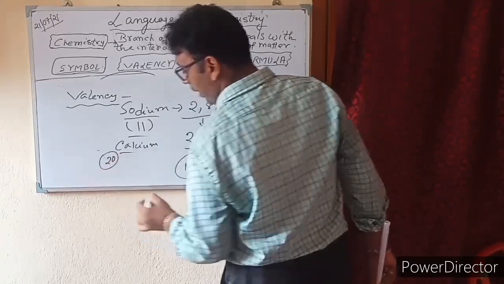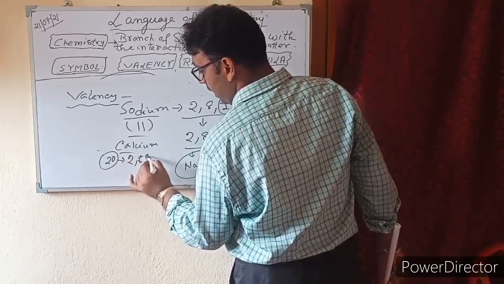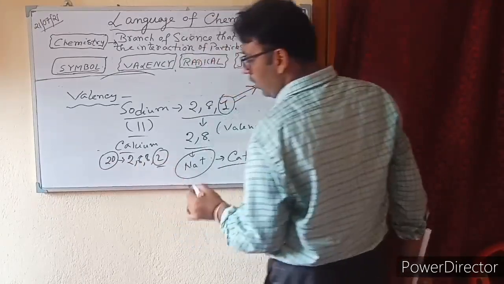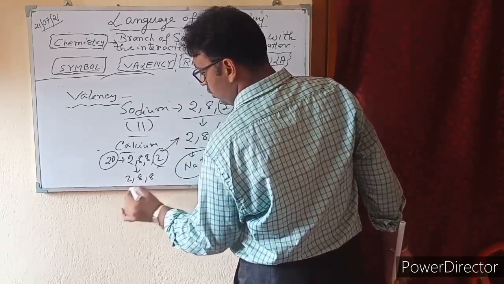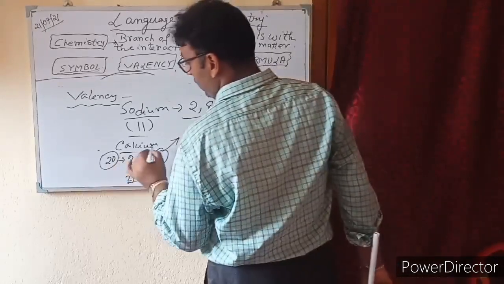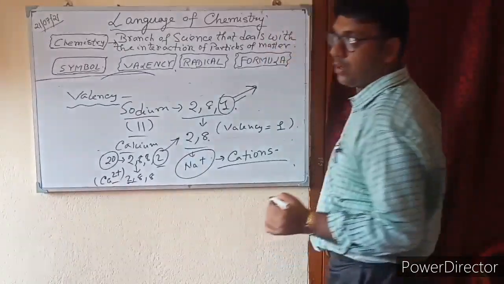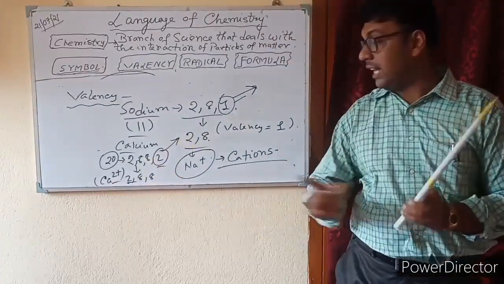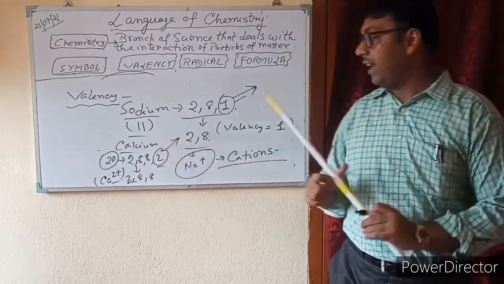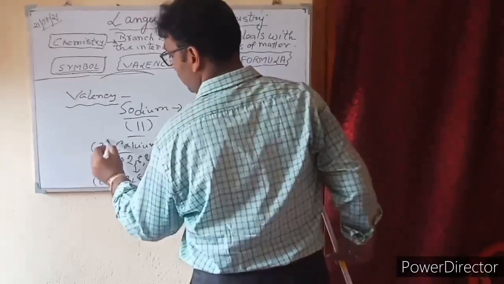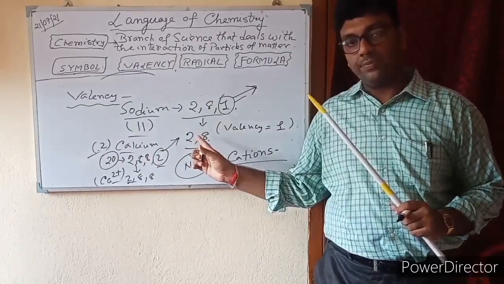Atomic number 20. Electronic configuration 2, 8, 8, 2. Outermost 2. It will release these 2 electrons. Now it becomes 2, 8, 8 to attain the stability. So now it is called Ca2+. This is also another cation. So how many electrons does calcium lose to become stable? 2 electrons. So the valency of calcium is 2. I think it is clear to everyone.